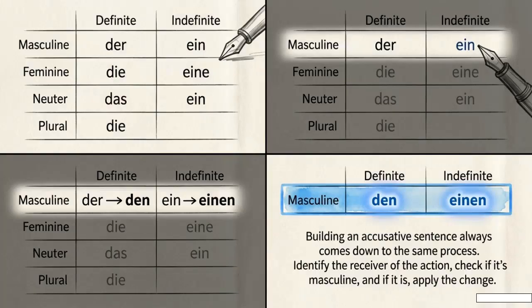Building an accusative sentence always comes down to the same process. Identify the receiver of the action, check if it's masculine, and if it is, apply the change.